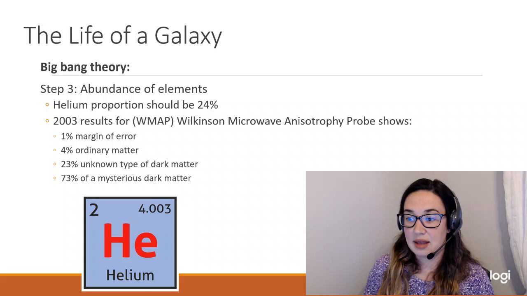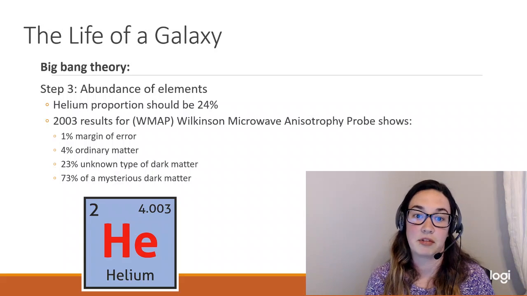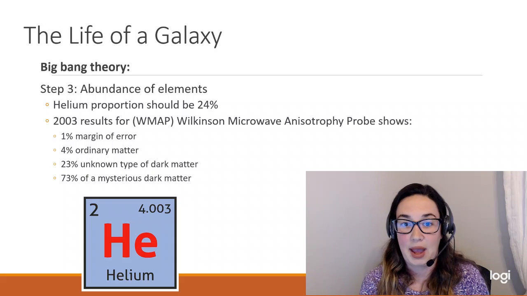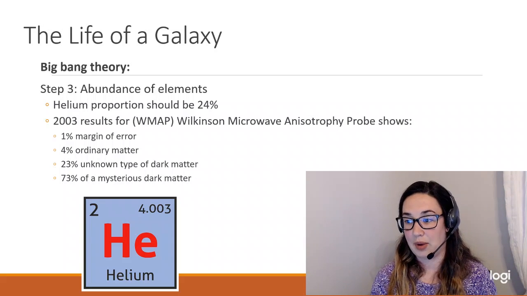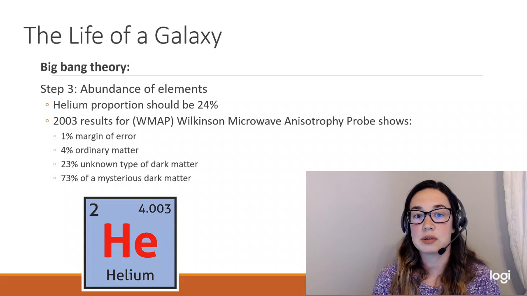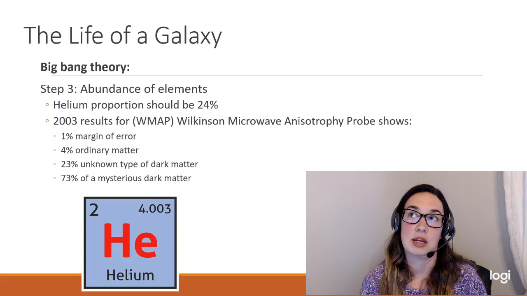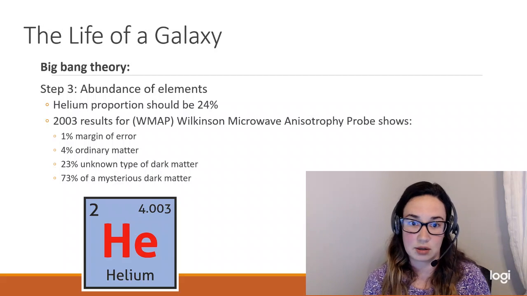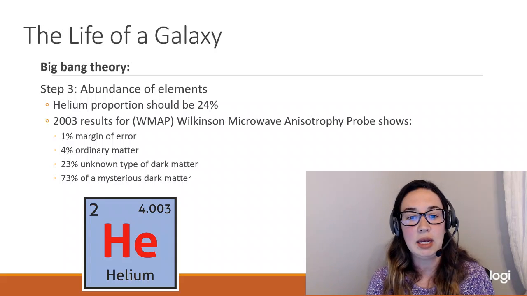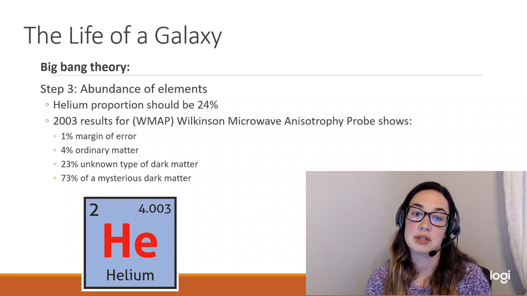And then the last item of proof for the Big Bang Theory itself is the abundance of elements that we have here. Remember we talked about hydrogen atoms and helium nuclei that exist in suns or stars? Well, the helium proportion itself should be approximately 24%.